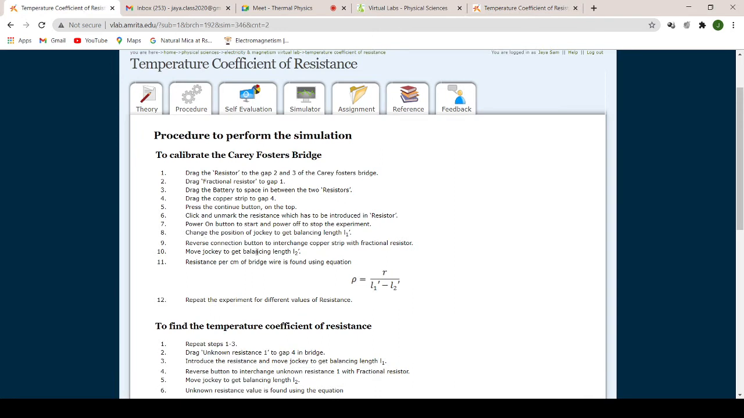Is it clear now, girls? How do you do L1 dash? Yes, ma'am. Okay. So change the position of jockey to get balancing length L1 dash. So write it down in your observation notes. What is L1 dash?